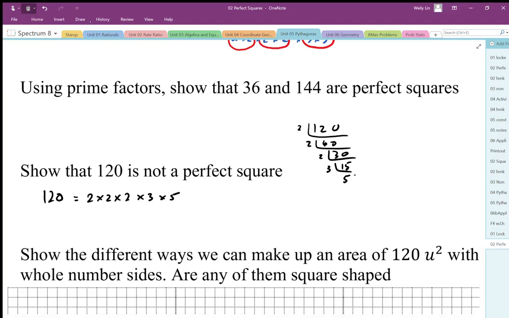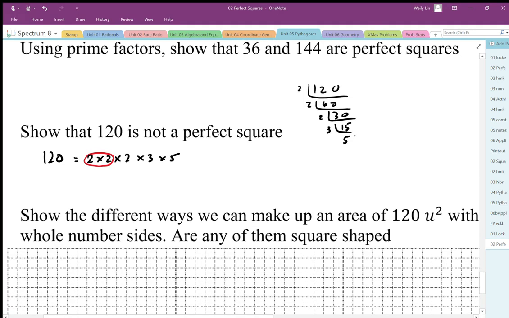And we cannot put this into groups of 2. We have a pair here, but we have a whole bunch of leftover pieces. So this is not a perfect square. It's close to 121, which is a perfect square, but 120 is not a perfect square.